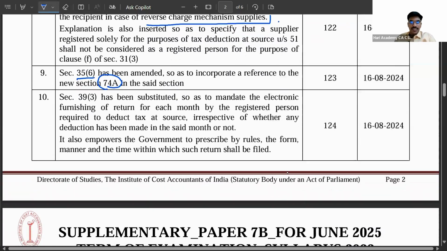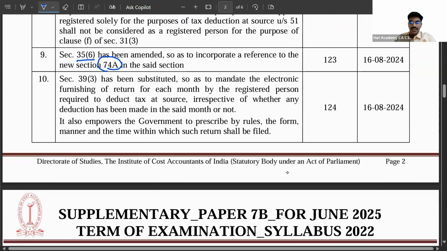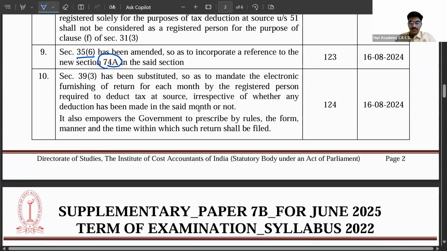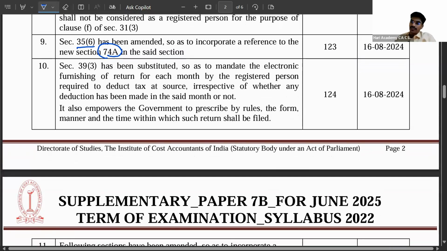Next is section 39(3) has been substituted. Wherein it is mandated that electronic furnishing of return by a registered person required to deduct TDS, irrespective of whether the deduction is made or not. So what they say is, in case of TDS returns, whether or not there is a deduction, you have to file the returns. They are mandating it. File the returns under section 39.